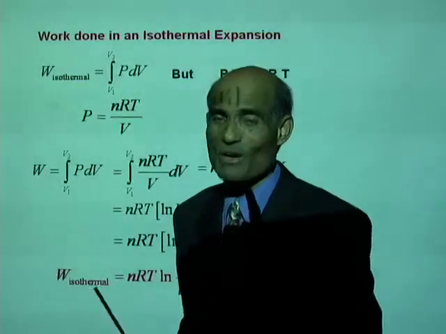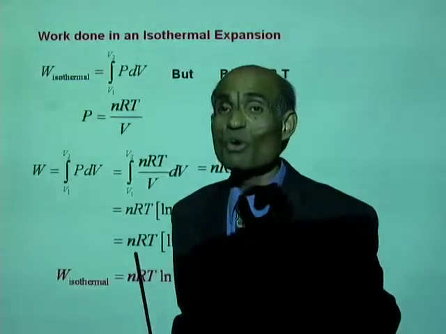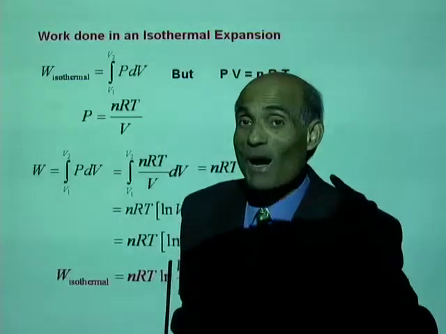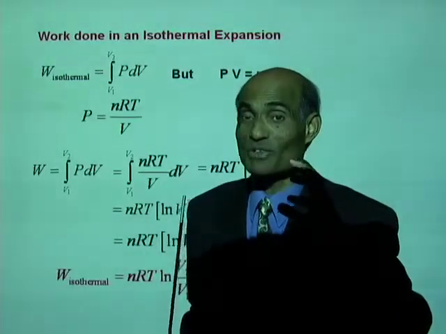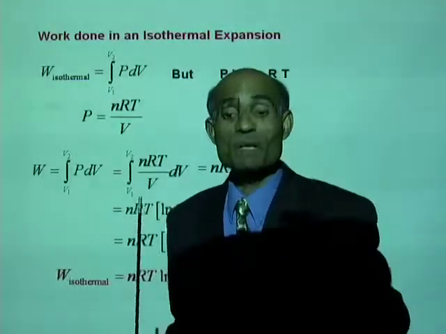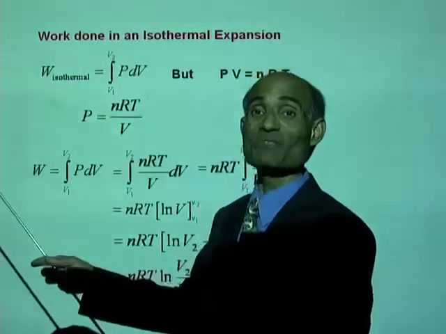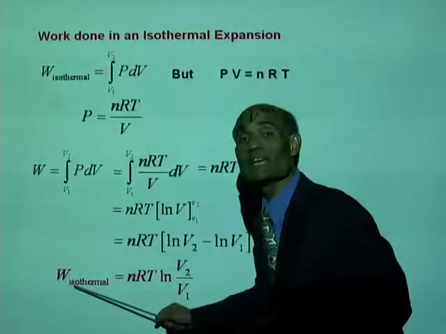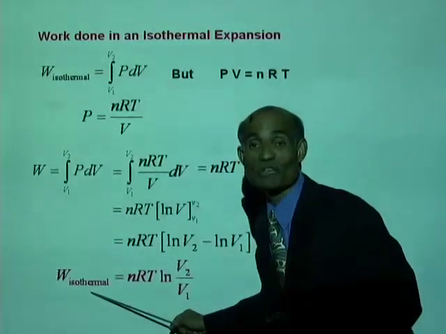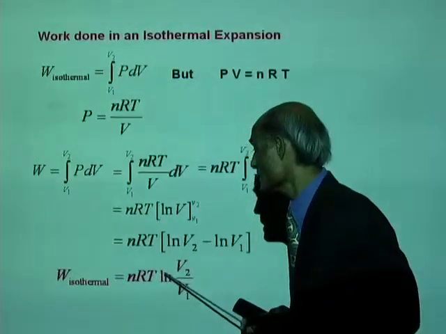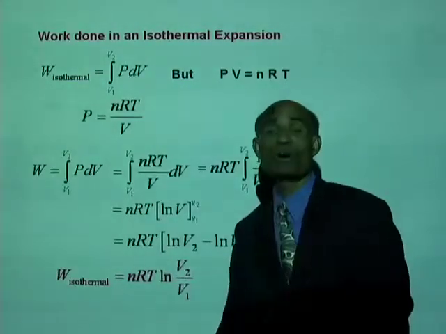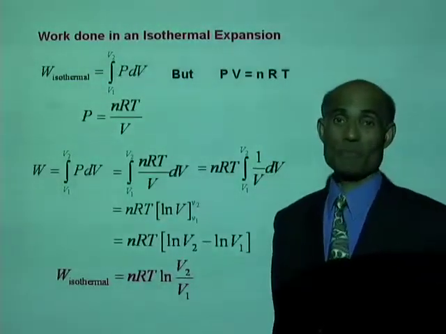Alright, let me ask you now, what is the equation for the work done for an isobaric process? The pressure remains a constant. It is P dV, P times (V2 minus V1). Work done in an isothermal process, where temperature remains a constant, is nRT ln(V2 over V1).